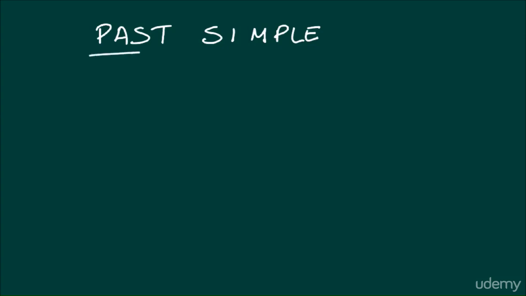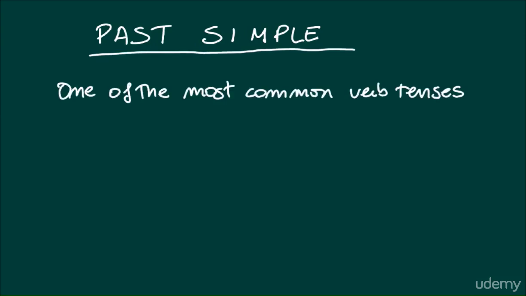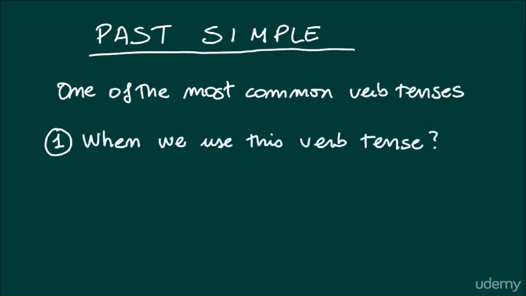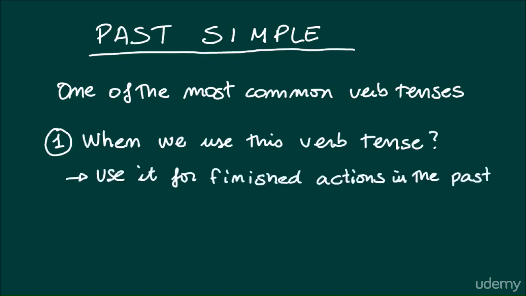Past simple. Hello. In this video, we're going to show you how to use the past simple tense, one of the most common verb tenses in English. Let's start. Remember that in each verb tense, we must know three things. 1. When we use this verb tense. We use past simple to say finished actions that happened in the past.